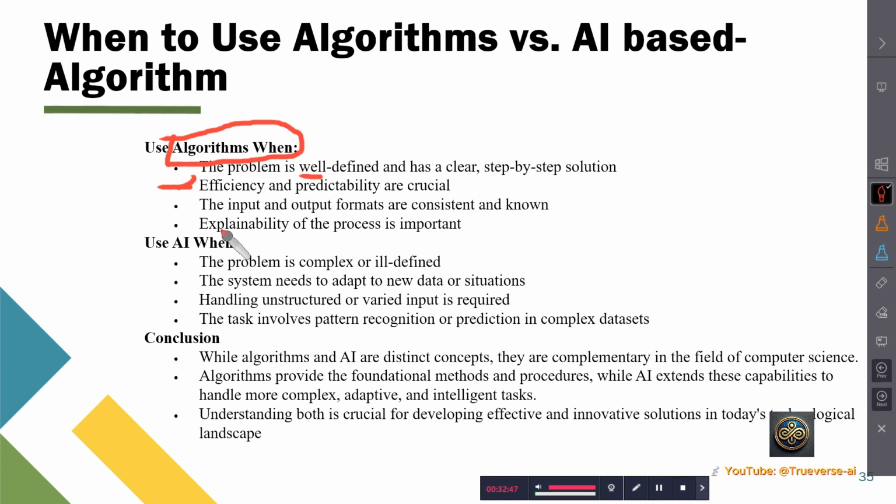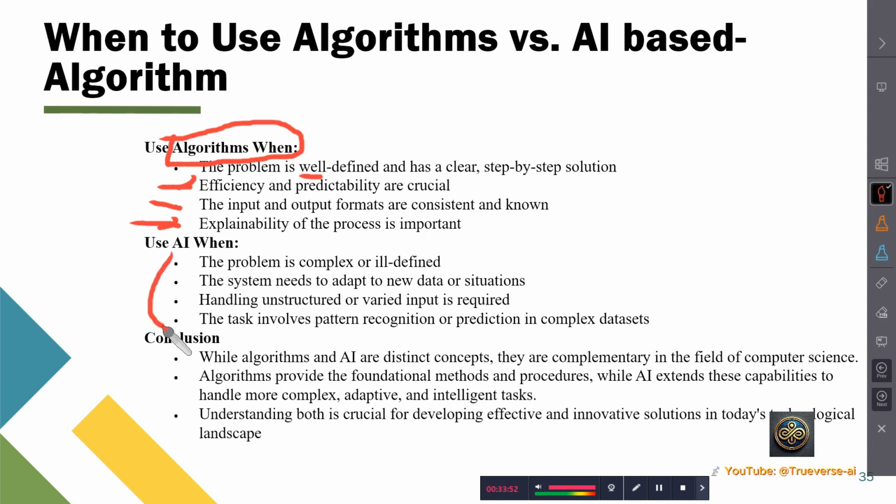So the input-output format is constant and does not need to adapt to changing data input. This is good. Explainability of the process: traditional algorithms offer transparency, making it easier to trace and justify the decision-making process, which is crucial in sectors like healthcare, finance, or, for example, legal systems. So in applications like encryption or file compression, where the steps must be easily traceable and predictable, this is good for traditional algorithms. Let's see AI.